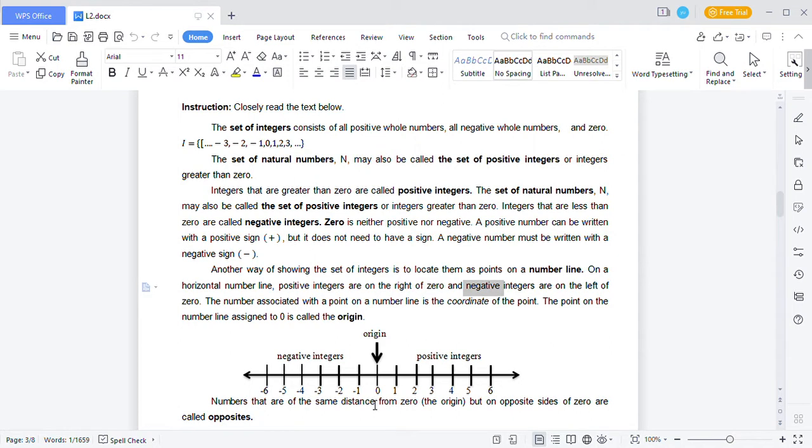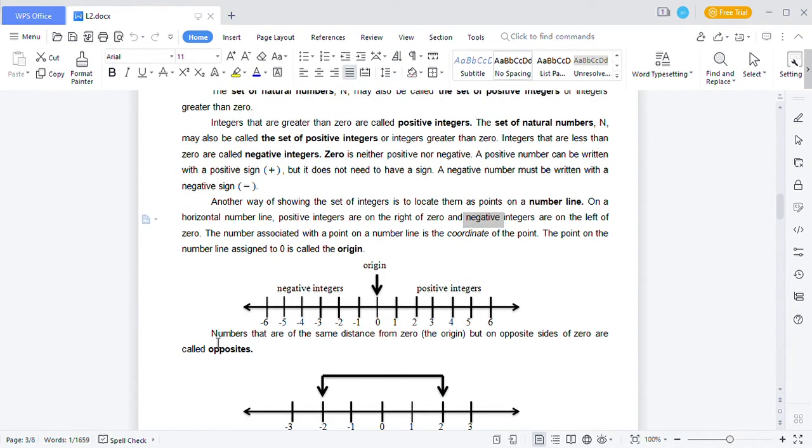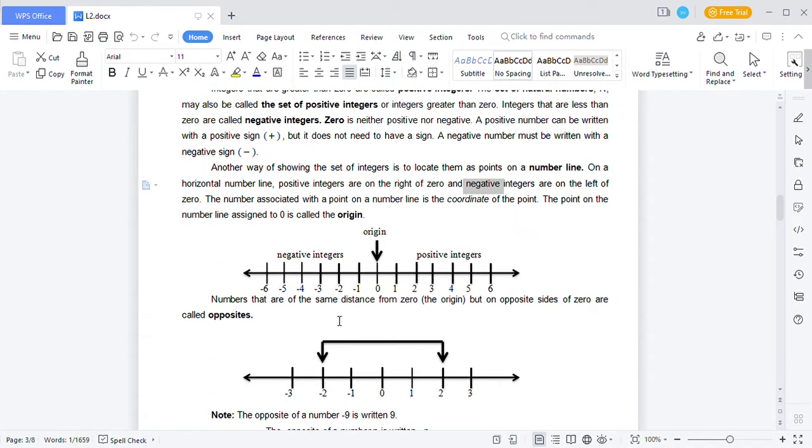So again, si 0 ang tawag sa ija is, we call that as si origin. So again, ang mga numbers that are on the right side of 0, we call that positive integers. But ang mga numbers na nasa left side ni 0, we call that as our negative integers. Numbers that are of the same distance from 0 to origin but on opposite sides of 0 are called opposites.